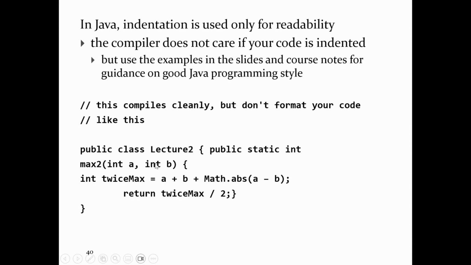So I can take my Java class and write it like this, and I think you'll all agree this is very hard to read. I've got the class here, then the brace, then the public static int here, and then the max2 on the next line, and so on. The indentation here is a mess. The compiler, again, doesn't care. It will happily accept this, and if you write a main method, it'll happily run. Don't do this.